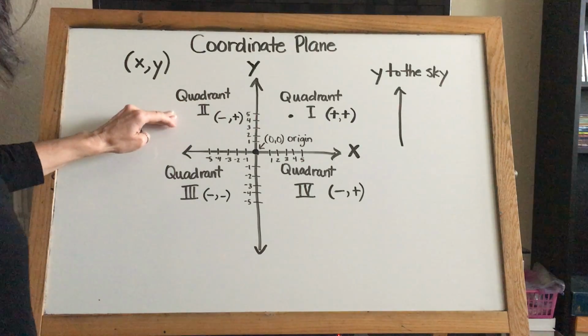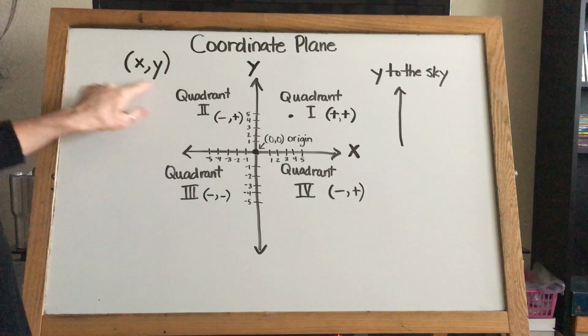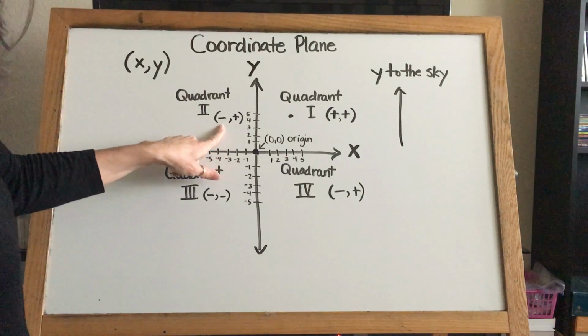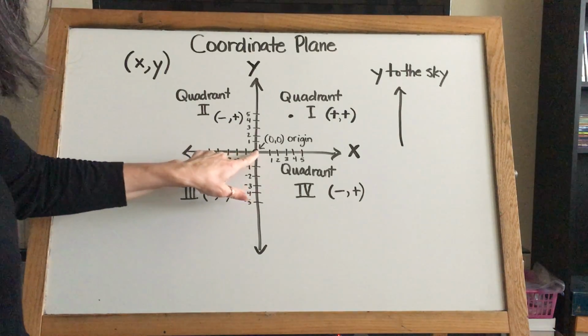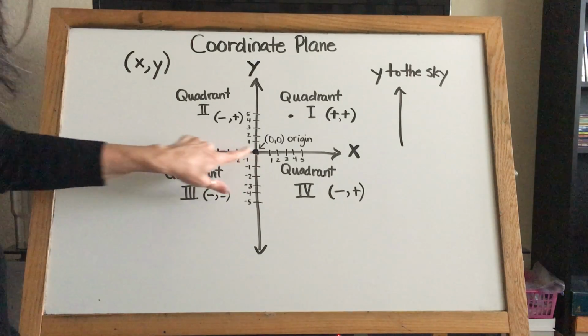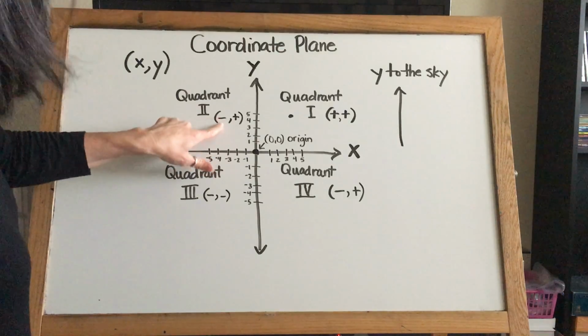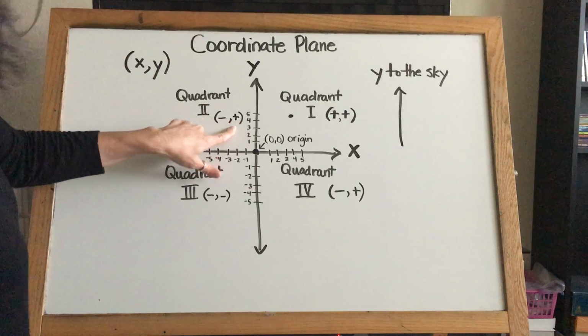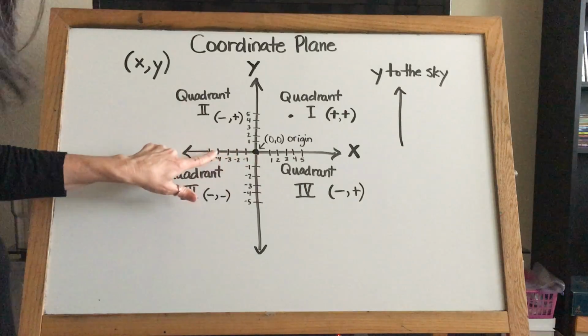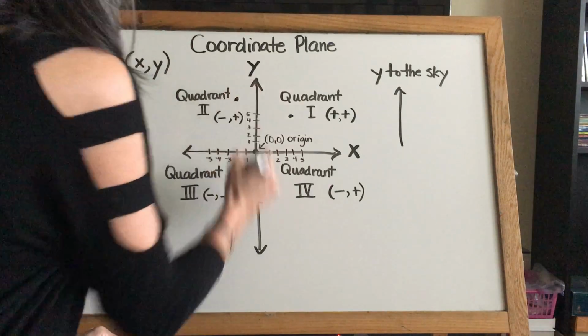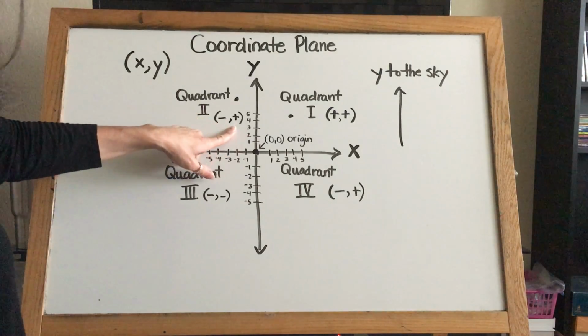If you're in quadrant 2, this is always your x and this is always your y. Your x coordinate is always going to be negative because you have to move left first on your x axis for your first coordinate. So your x coordinate will always be negative and your y coordinate will always be positive because you're going to go left and then you're going to go up. So anything that's plotted over here is going to have a negative and a positive.